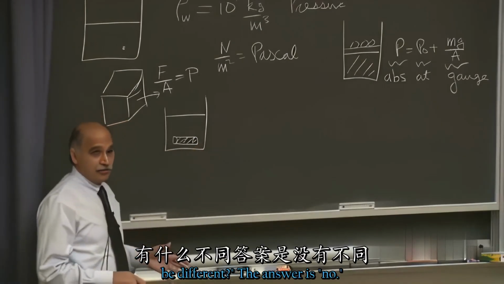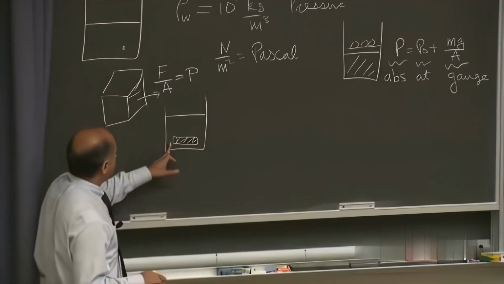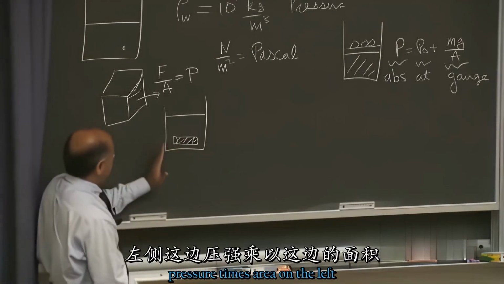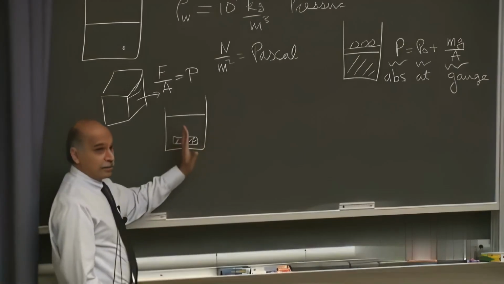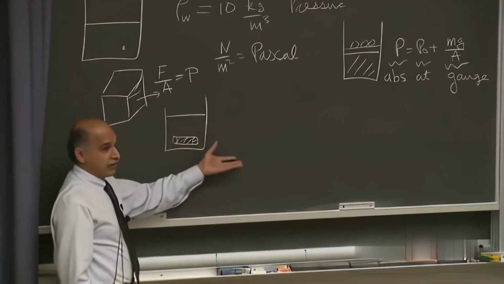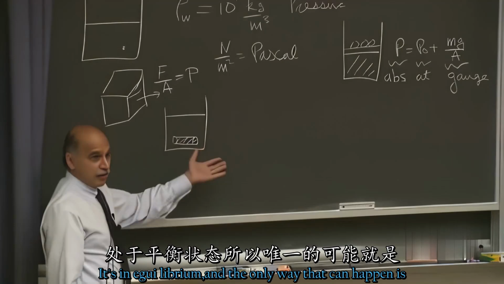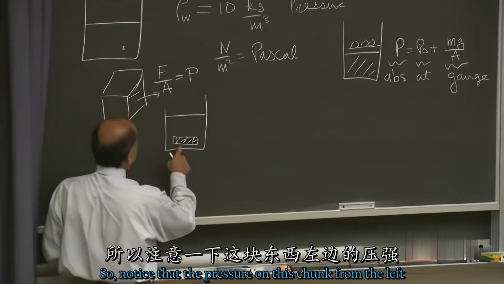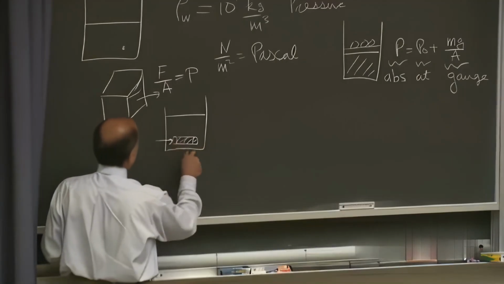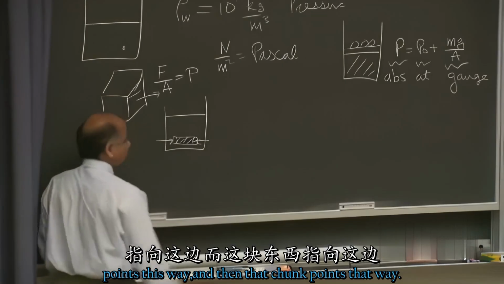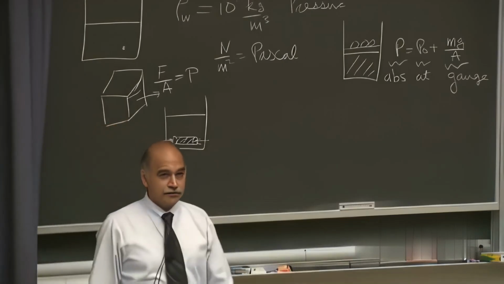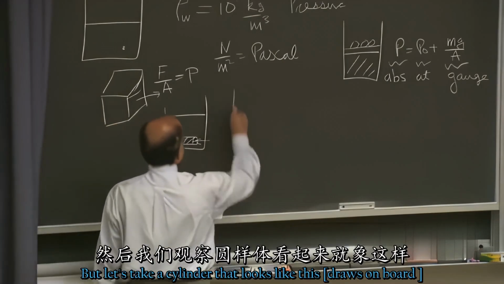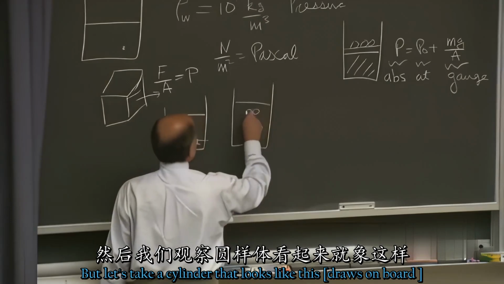The answer is no, because if the pressure on the left were bigger than the pressure on the right, I take a cylinder of some area A, pressure times area on the left will exceed pressure times area on the right, and therefore the fluid should move to the right. But it's not doing anything. It's in equilibrium, and the only way that can happen is if it's pushed equally from both sides. So notice that the pressure on this chunk from the left points this way, and from the right points that way. They're trying to push it in. So pressure cannot change at a given depth. But let's take a cylinder that looks like this.